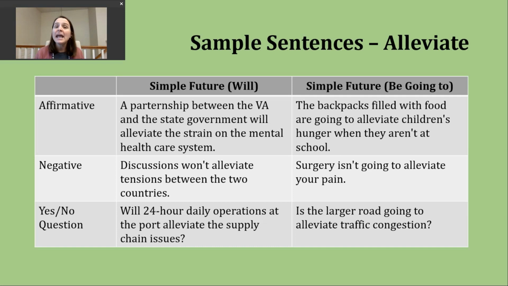If you want to ask a yes or no question with will, you can start with will, then use your subject, and then the base verb. You can see that in the example.